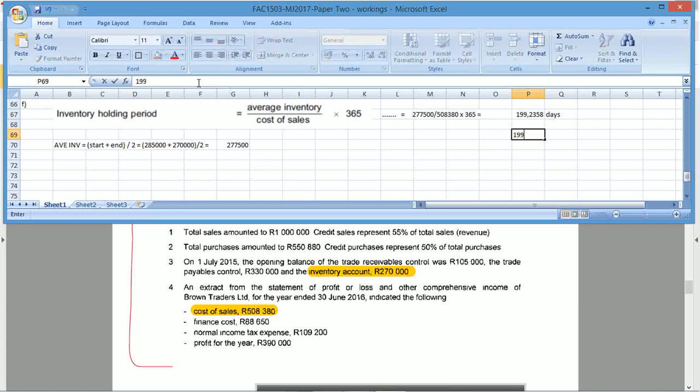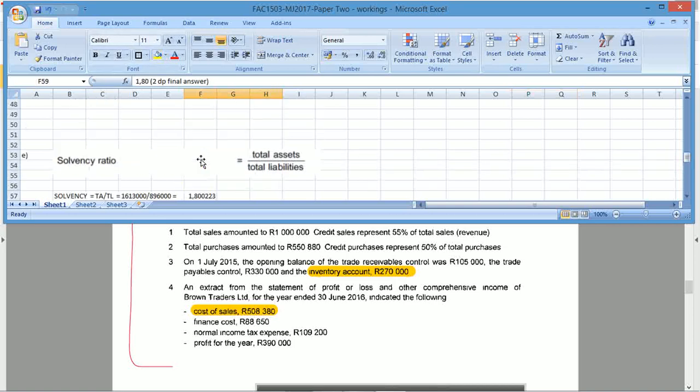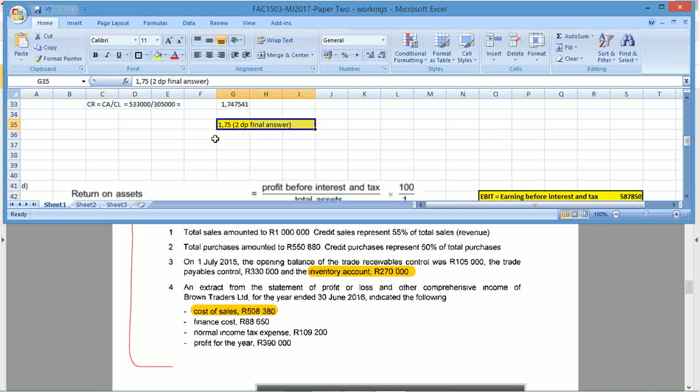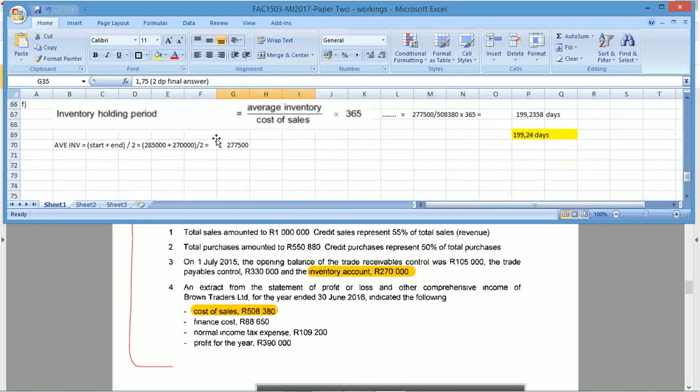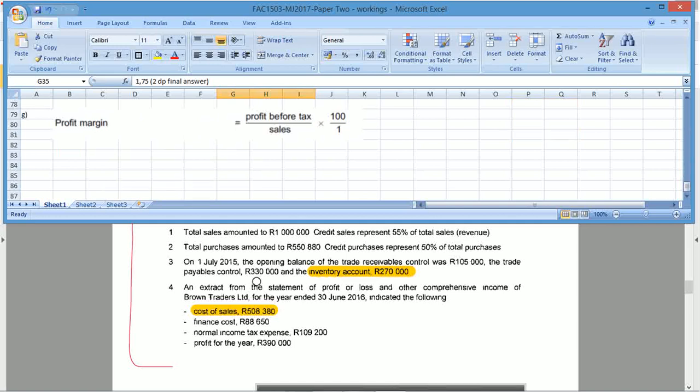Rounded off, 199.24 days. There's the answer to question number F. Okay, that was E. That was C. Okay, great. Happy with that one. Last one, profit margin.